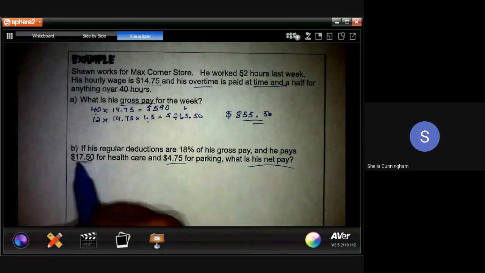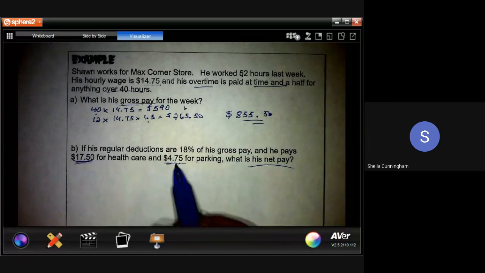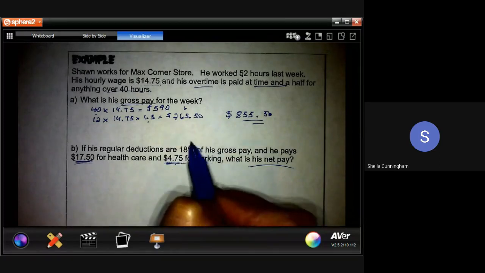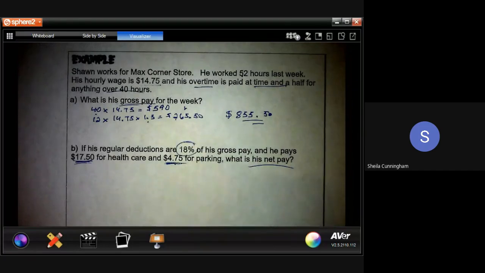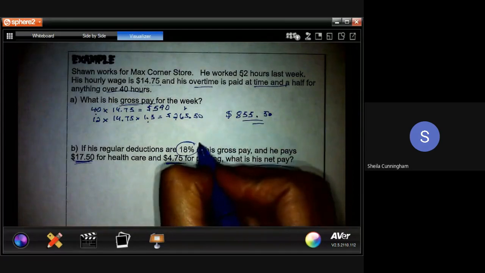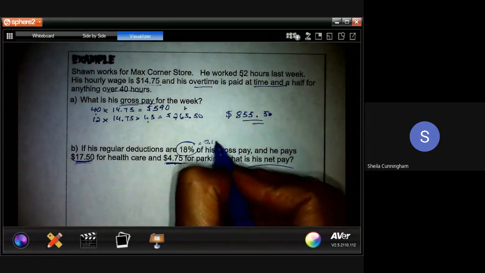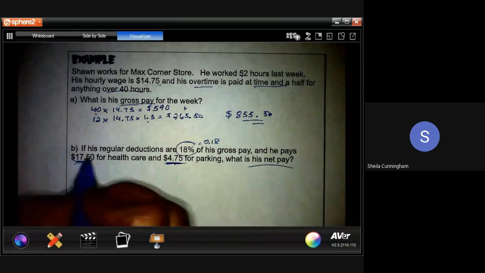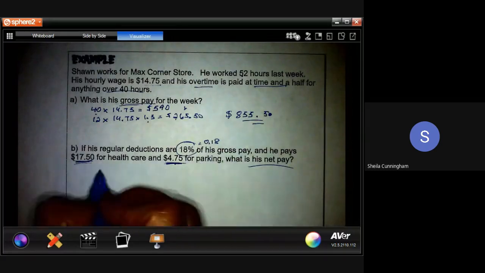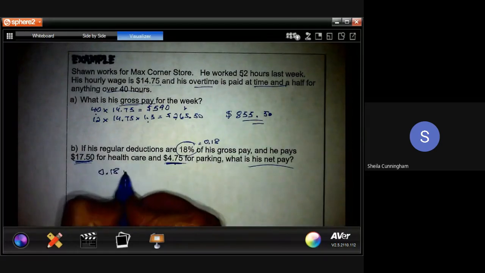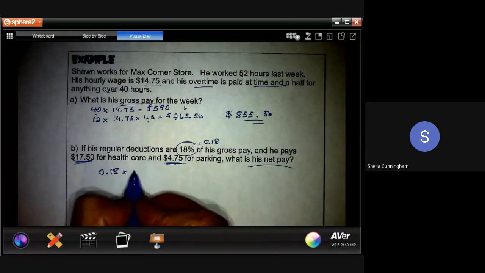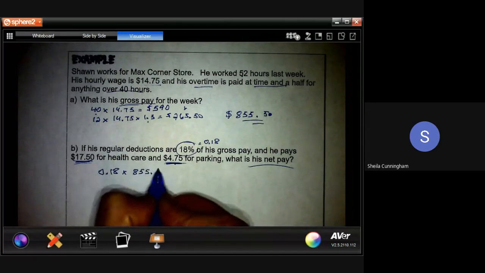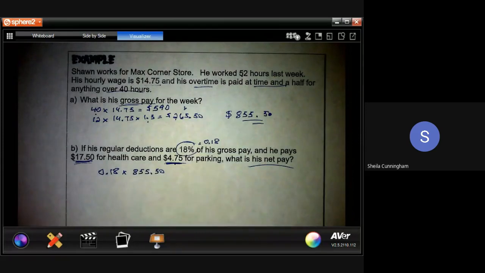So we've got this in terms of money for deduction. This 18%, we need to get it into money so that we can subtract it off of our gross. So remember the percentage, we always want to change this to a decimal when we're working with it. So in order to get the money of this, we're taking 18% of the gross pay, which is $855.50. So we're going to multiply those two together. So 0.18 times $855.50.